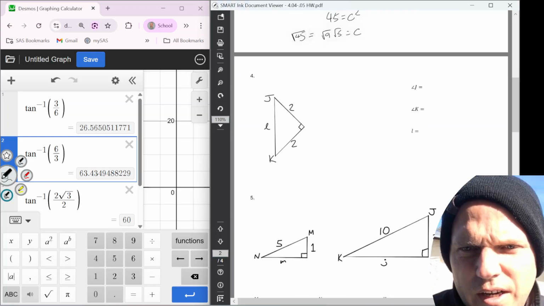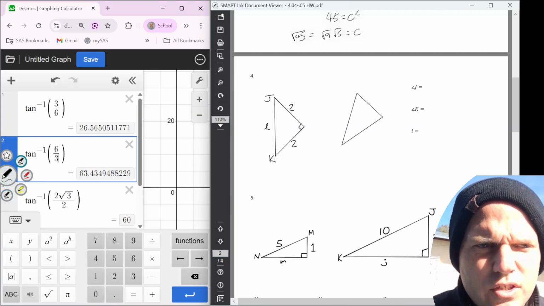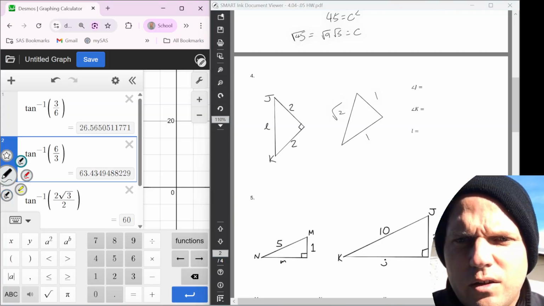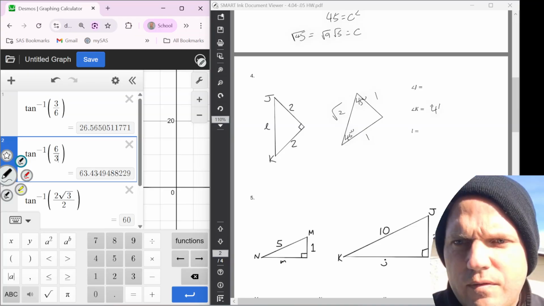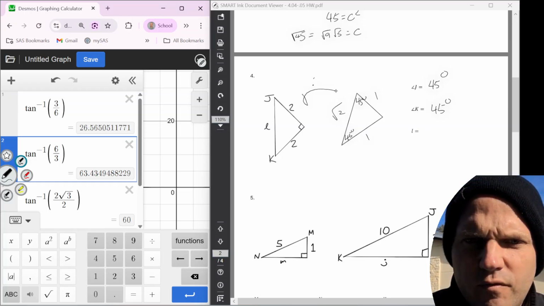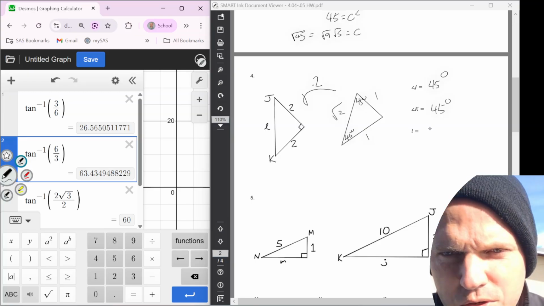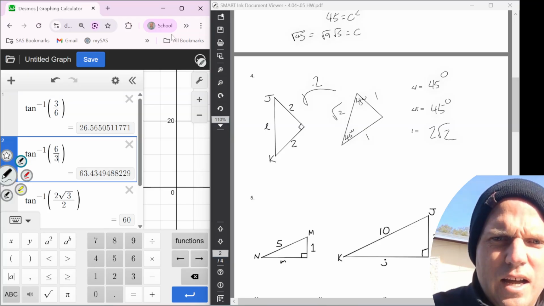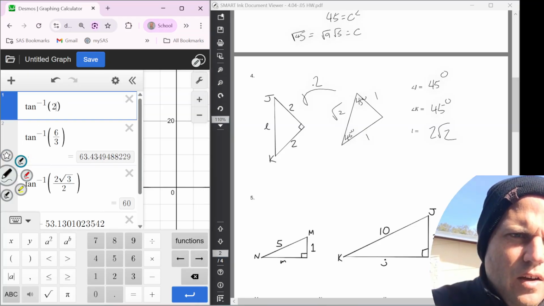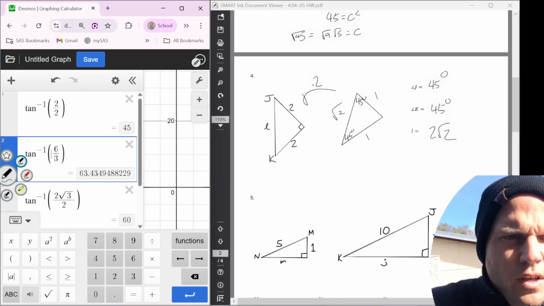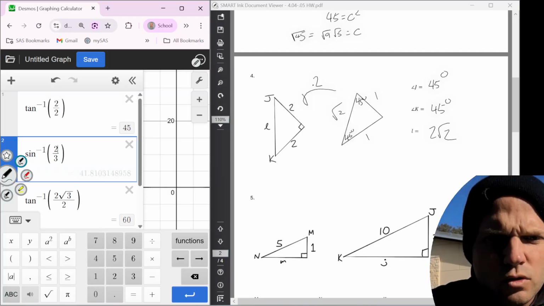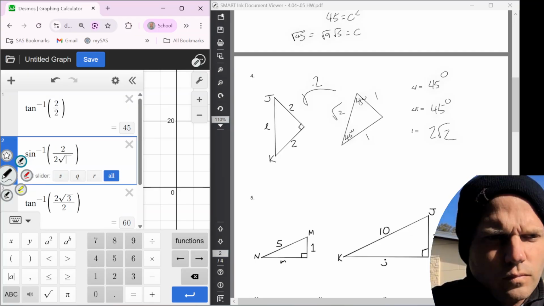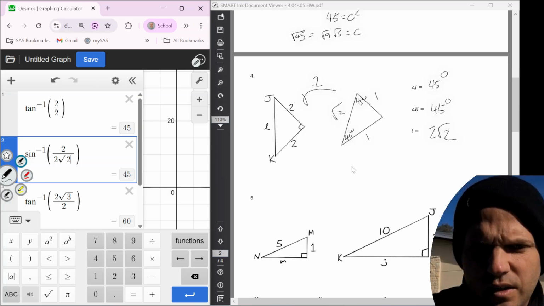I recognize this triangle. This is an isosceles right triangle. This is a 1, 1, root 2 right triangle. What type of triangle must that be? A 45, 45, 90 triangle. K is 45, J is 45, and L is 45 times root 2. Sorry, 2 times root 2. Now, if we did the tangent of 2 over 2, we get that 45. If we did the sine inverse of 2 over 2 root 2, we get 45. Different ways to get those angles.